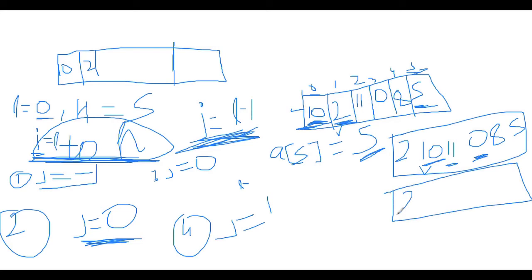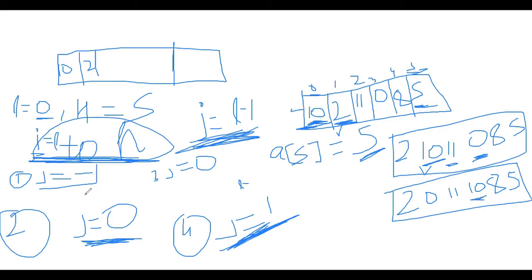So what will happen? It will become 2, 0, 11, 10, 8, 5. And the value of j is 1. We are good till here. So now the value of j is 1, and the value of i is here, right? It was at 0, now it is here.